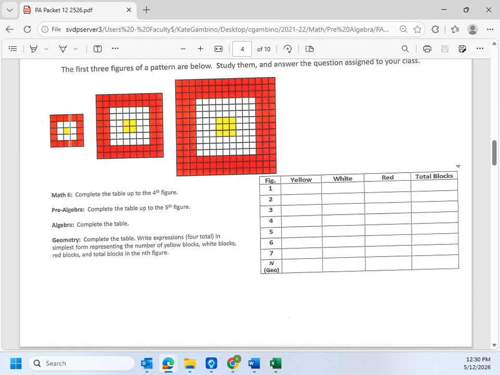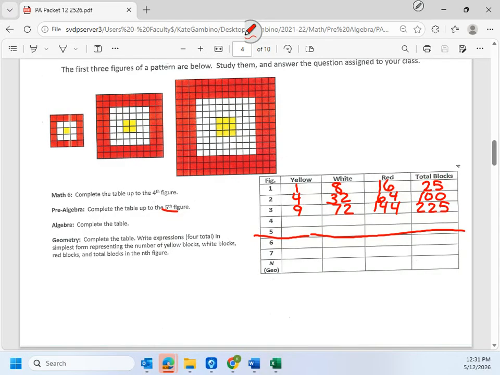Now we have our pattern page. Yellow, white, and red, and then the total. So our yellow is in the middle. We need to go up to the 5th figure. So we've got 1, 4, 9 for our white. We have 8, 32, and 72. For the red, we have 16, 64, and 144. Total blocks, we have 25, 100, 225.